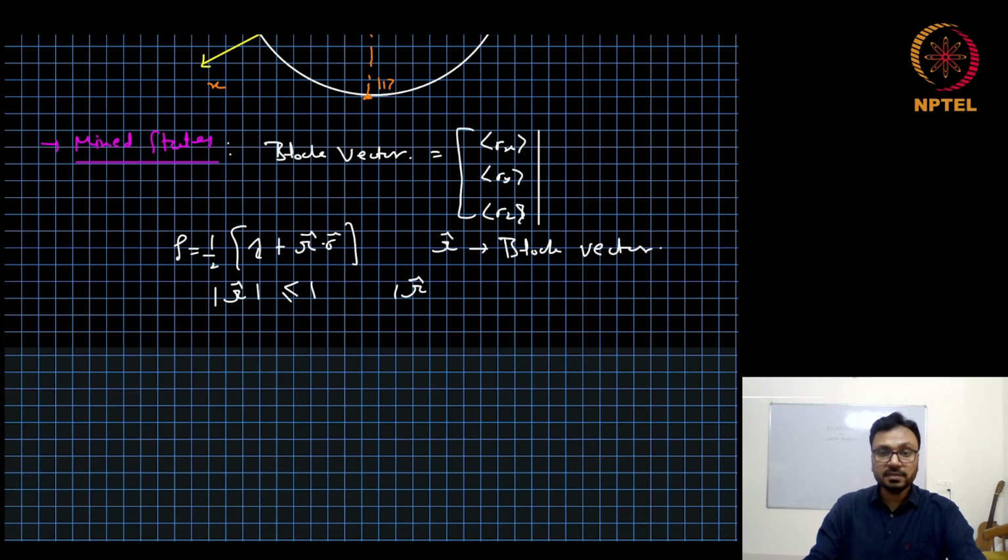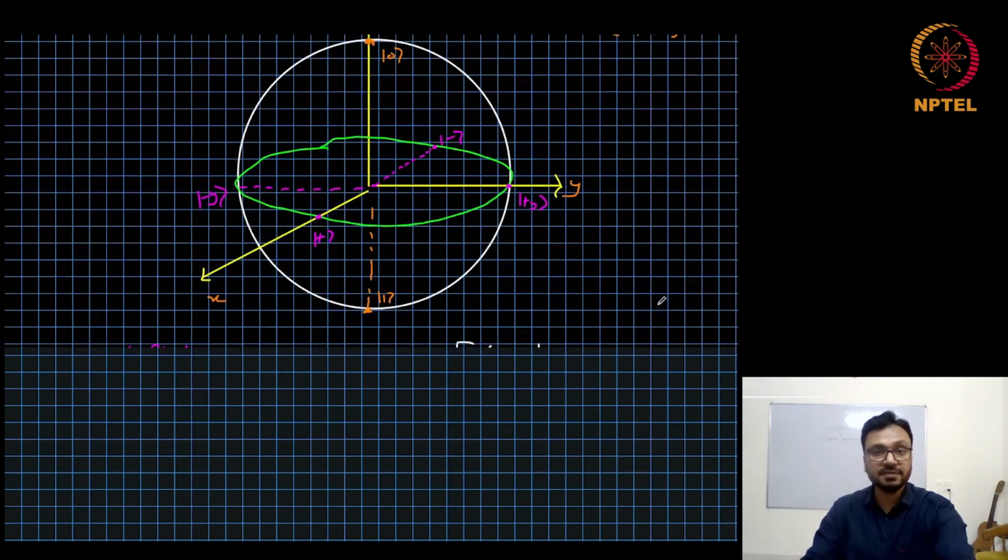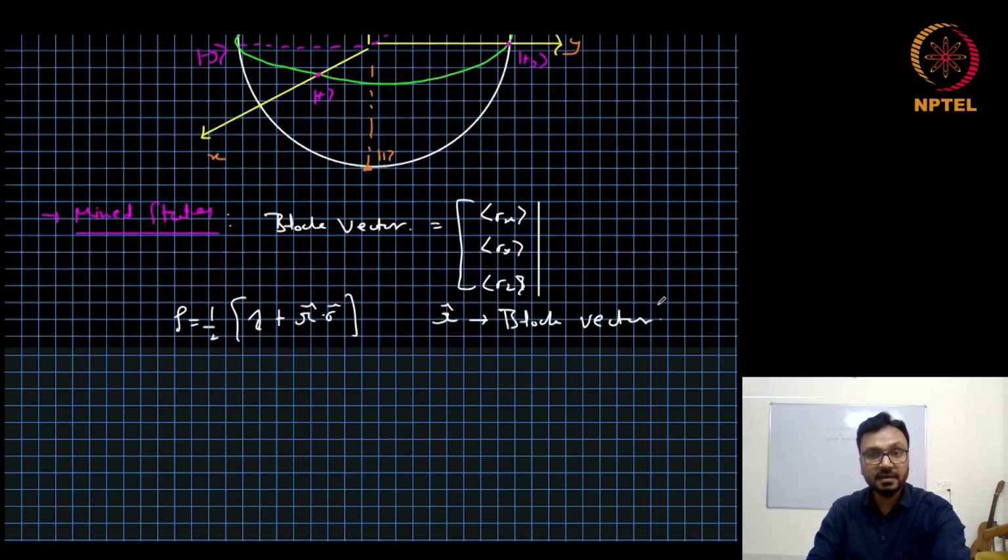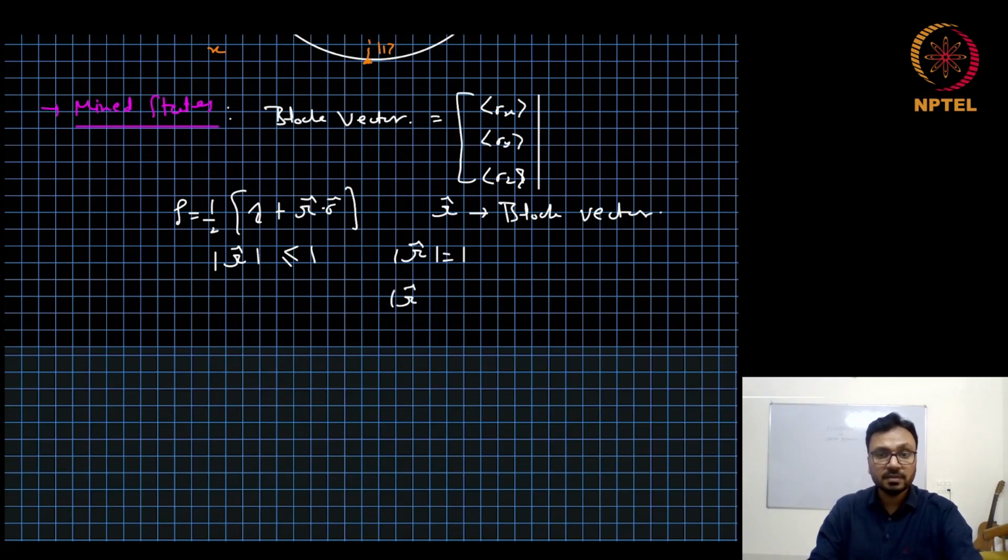When the magnitude of r is 1, that represents the surface of the sphere. On the surface, when the magnitude of r is equal to 1, this implies pure states. When the magnitude of r is less than 1, then it's the bulk, and this implies mixed states.